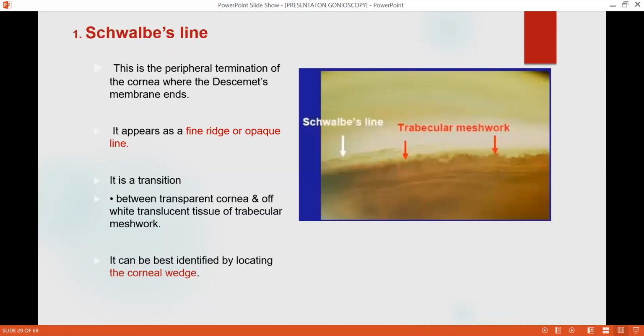The anterior-most structure is the Schwalbe's line. It is the peripheral termination of the cornea where the Descemet's membrane ends. Since it is a line, it appears as a fine ridge or an opaque line. It is a transition between transparent cornea and a white translucent tissue of the trabecular meshwork. The location of this Schwalbe's line can be done by the corneal wedge technique. In this gonioscopic photograph, you can clearly see the Schwalbe's line, and anterior and posterior to that is the non-pigmented and pigmented part of the trabecular meshwork.